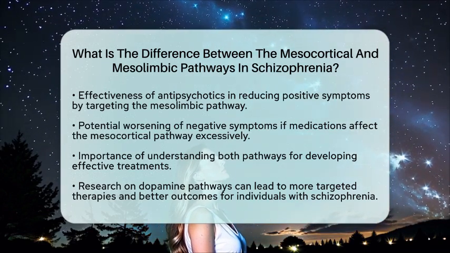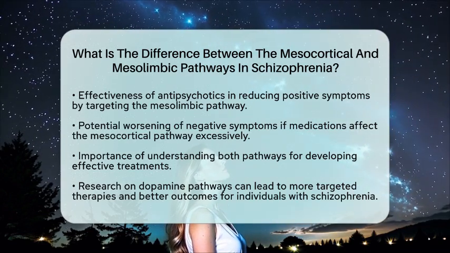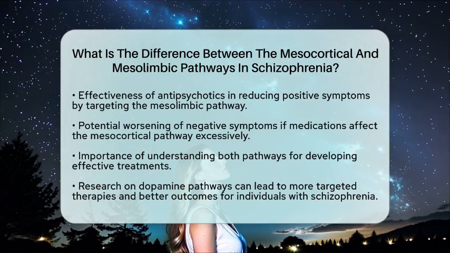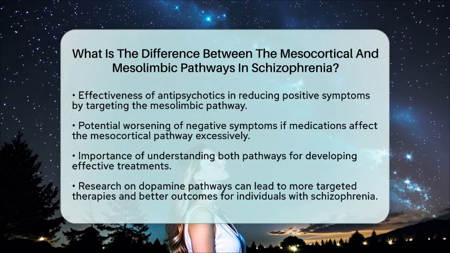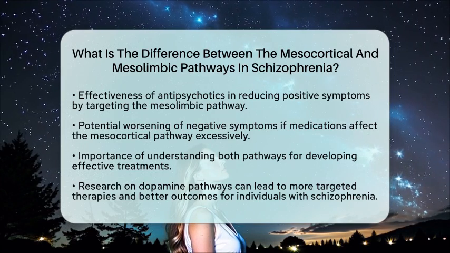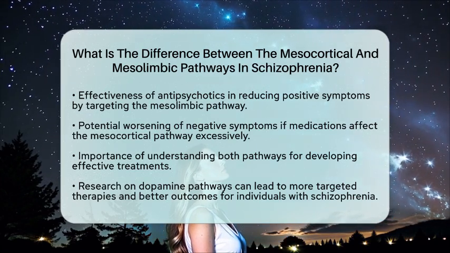In the context of schizophrenia research and genetics, studying these dopamine pathways helps scientists and clinicians gain a clearer picture of the disorder. This knowledge can lead to more targeted therapies and improved outcomes for those affected by schizophrenia.